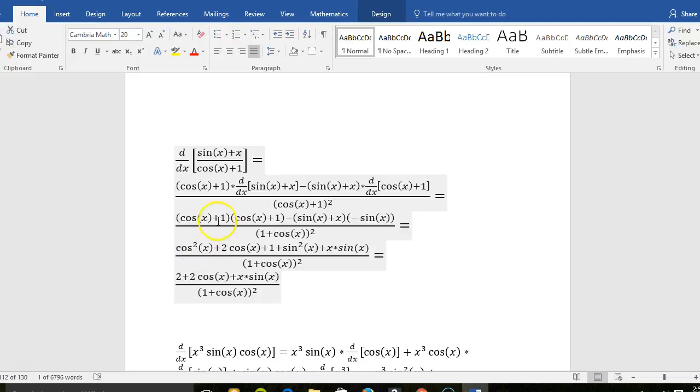So actually, no, excuse me, that's not difference of squares, that's a perfect square. My bad. A plus b times a plus b, well, that's a plus b parentheses squared. That's a squared plus 2ab plus b squared. Now, so we have cosine squared plus 2 times the cosine times 1, but multiplying by 1 doesn't change anything, plus 1 squared, which is 1.